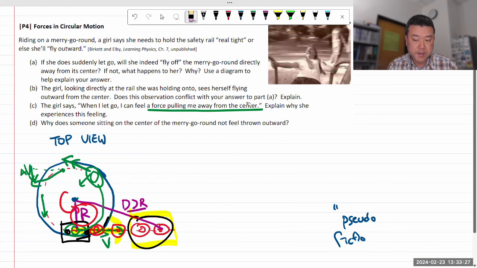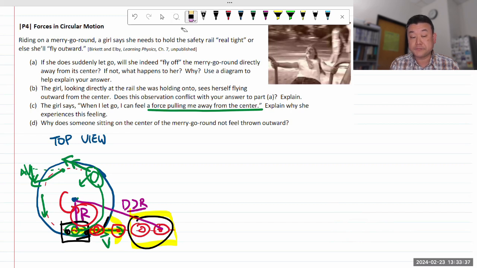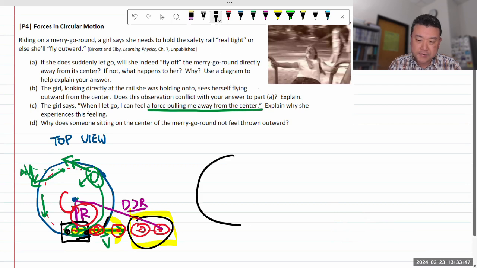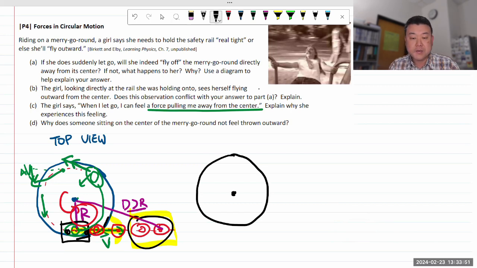So in part B, we saw this statement or question. The girl, looking directly at the rail she was holding onto, sees herself flying outward from center. Okay, does she see that? Let's take a look. So we have this merry-go-round. I'm just gonna redraw it here because I need some distance and the size to sketch out things. Here's the center. Here are the two railings.